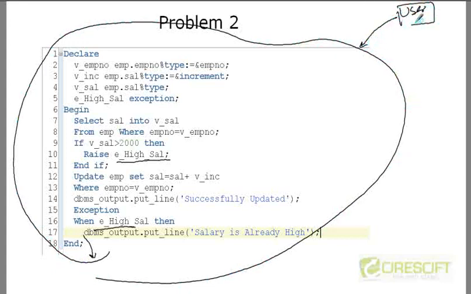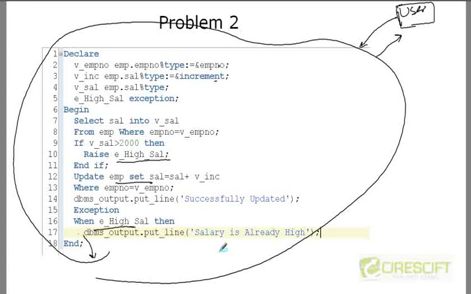So what is this user expecting? This user is going to give one employee number and an increment, and your program should do one of two things: either it will update successfully, or it will send him an error message saying that I cannot do that. Whatever we are doing here, by handling this exception we are just simply saying that the salary is already high, we cannot update.